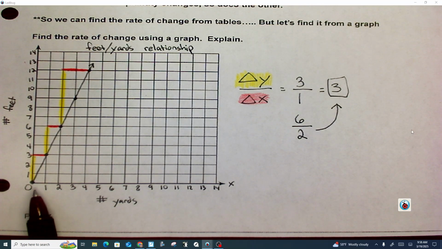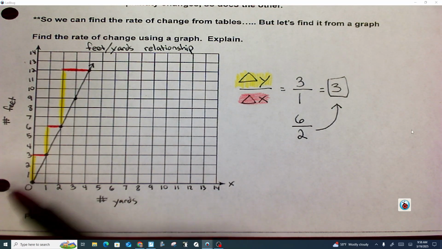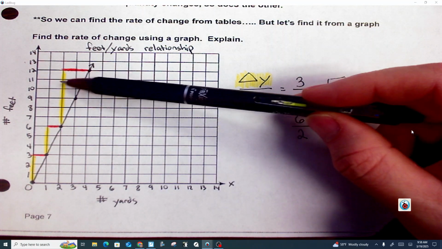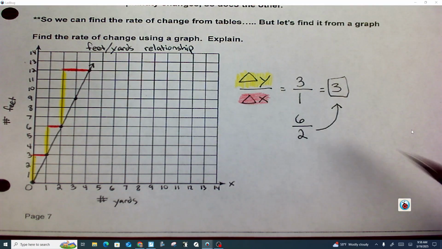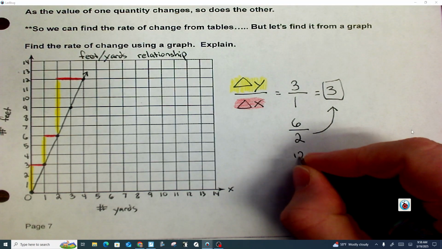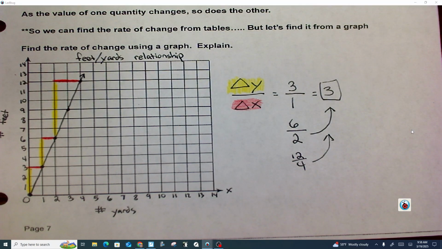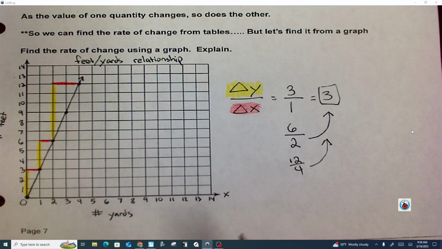And if we chose something like to go from this point here all the way up to this point, it'd be a little ridiculous, but we could. You would have to go up 12, and then you would come over 4 units. Well, what's 12 over 4? It's still 3. So this is a constant rate of change.